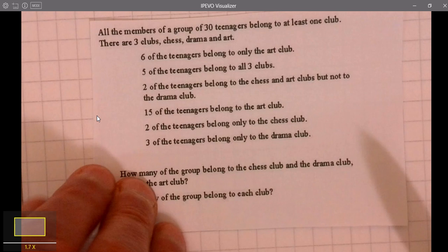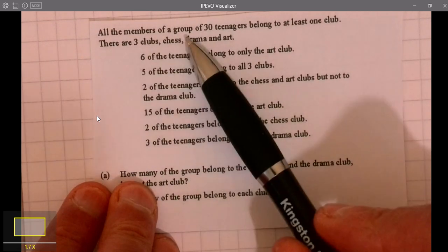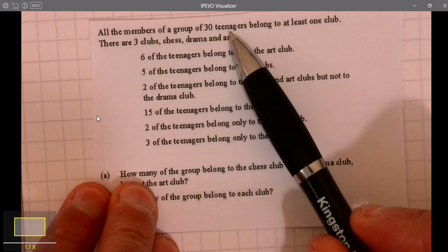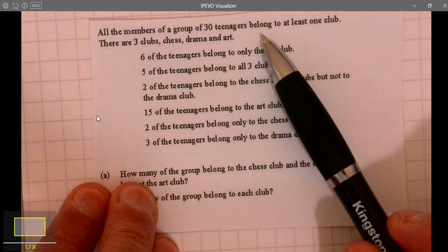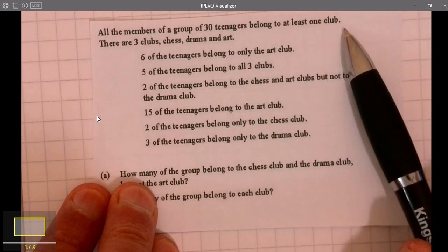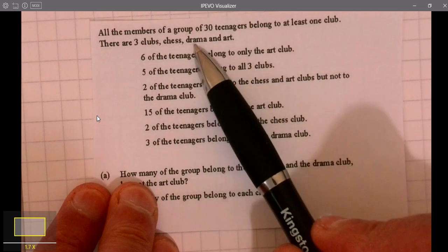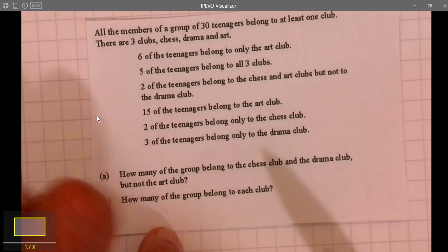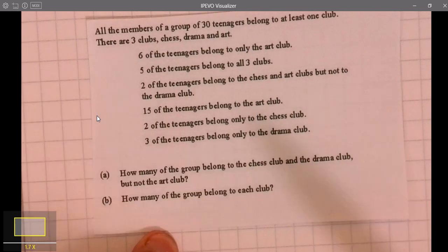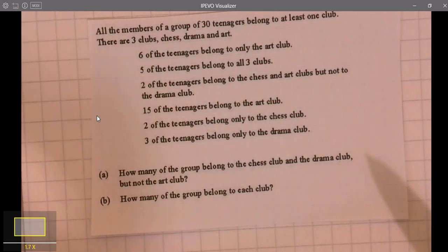Okay, so we've got all members of a group of 30 teenagers. They belong to at least one club. There are 3 clubs: chess, drama, and art. Now, it doesn't actually tell me to draw a Venn diagram here. And sometimes that's a problem. Sometimes it's just knowing to draw a Venn diagram. It doesn't say draw one.